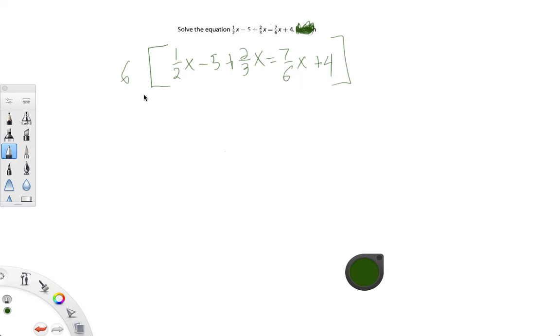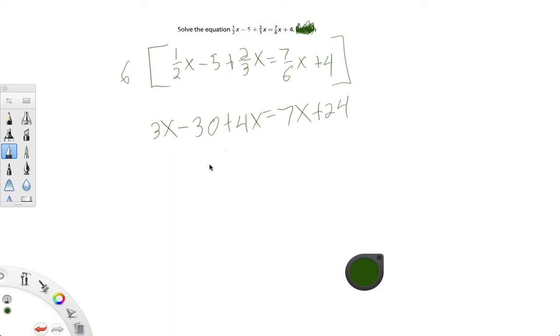Okay, so we're going to multiply everything by 6. 6 times 1 is 6, divided by 2 is 3, so I have a 3x. 6 times 5 is 30. 6 divided by 3 is 2. 2 times 2 is 4, so that's a 4x, equals 6 times 7, divided by 6. Because I'm multiplying by the same thing that I'm dividing by, they cancel each other out. I'm left with a 7x. 6 times 7 is 42. 42 divided by 6 is 7. 7x. And 6 times 4 is 24.